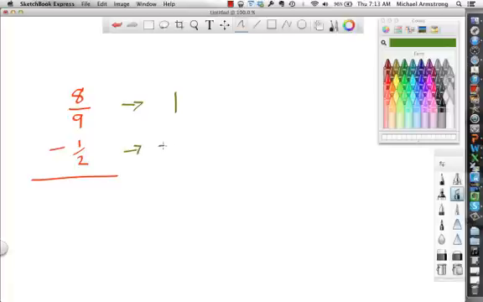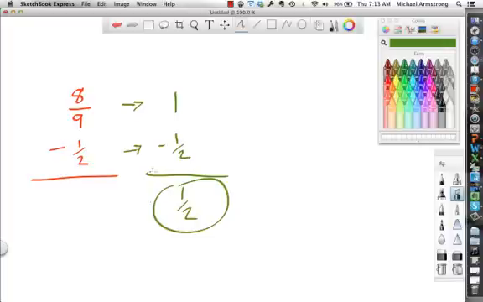And 1/2 can actually just stay 1/2. It's nice when that happens. 1 minus 1/2 is equal to 1/2. A lot of answers are going to look like this. It gets pretty easy when we're just using benchmarks for estimating fractions.